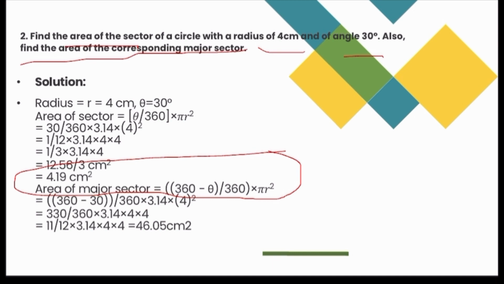So apply the values. They have already given theta is equal to 30. 360 minus 30 by 360 into 3.14 into 4 square. It is better to take 3.14 because while cancelling it will be easier than 22 by 7. Or else you have to do the long division method and it will consume more time. So the final answer will be 46.05 centimeter square.